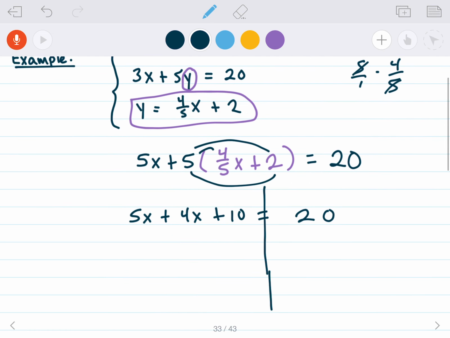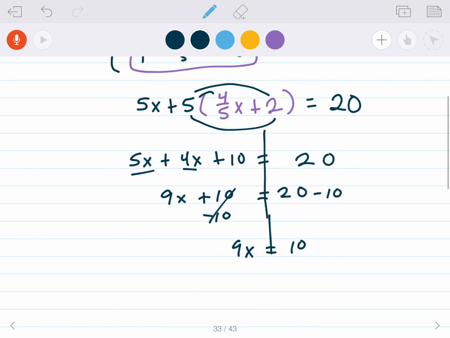So that's what I get there. Combining like terms, I get 9x on the left plus 10 equals 20. Subtracting 10 from both sides, I get 9x equals 10. And finally, dividing both sides by 9, I get x equals 10/9.